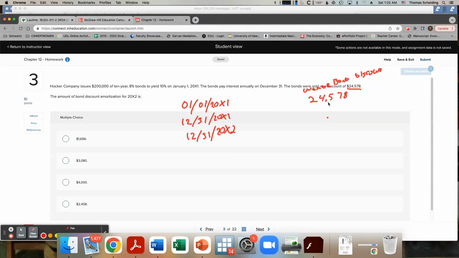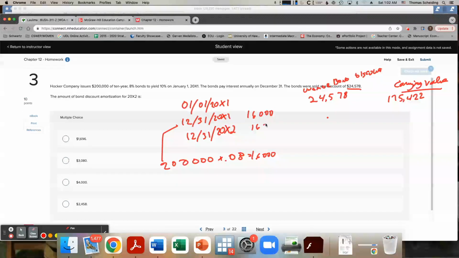And I can take that off of the $200,000 value so that I can solve that my carrying value is 175,422. Simply the 200,000 minus the 24,578. Now, for these years, how much is my interest going to be? Well, that's going to be my 200,000 times 0.08. It's 16,000. So in each of these years, I'm going to have a cash interest expense going out on 12/31.